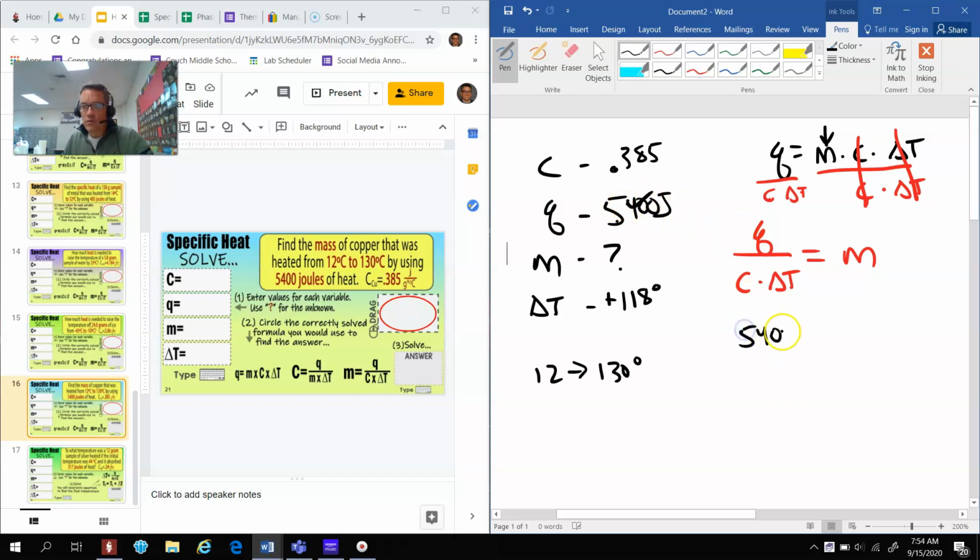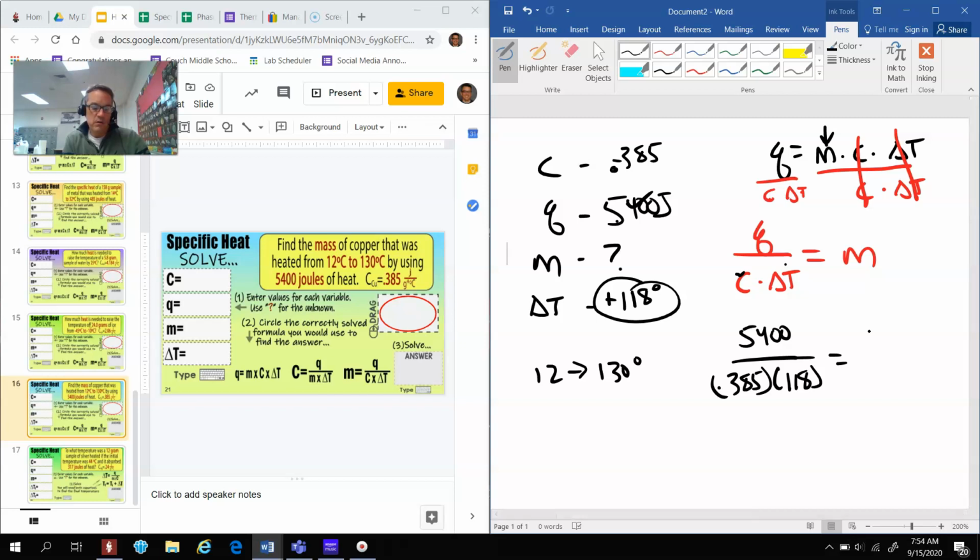So Q is 5,400. C is 0.385. And change in T is 118. So we'll put that in our calculator. We're going to do 5,400 divided by parentheses 0.385 times 118, close parentheses. Make sure you're using those parentheses or it will probably mess up your math. And our mass is 118.